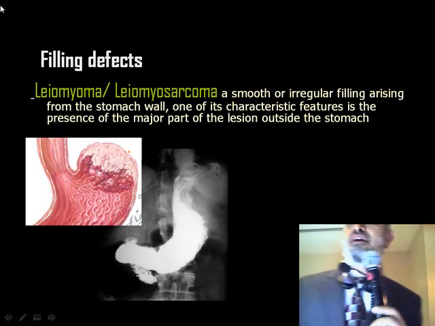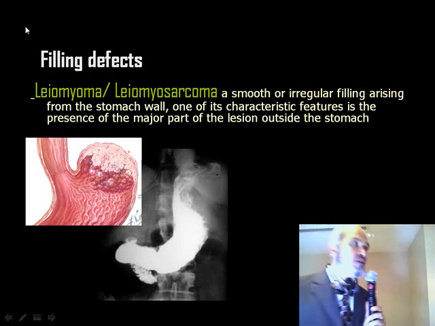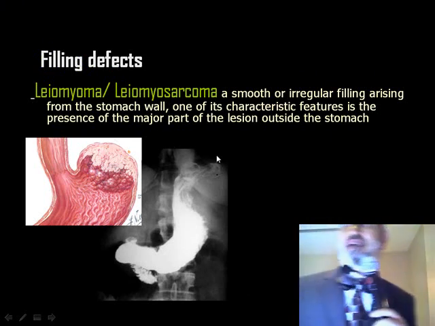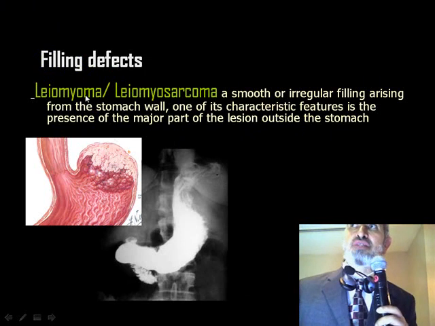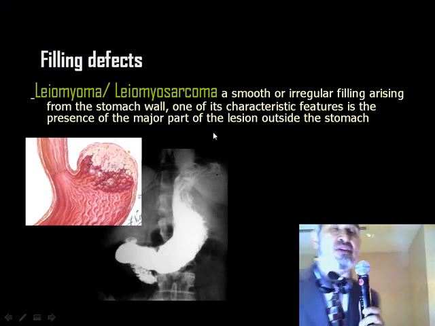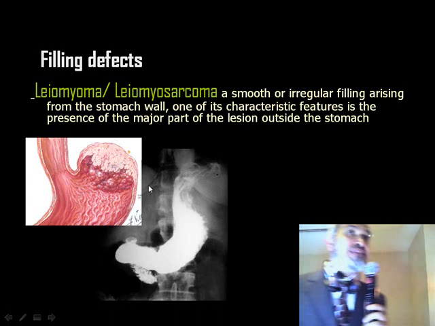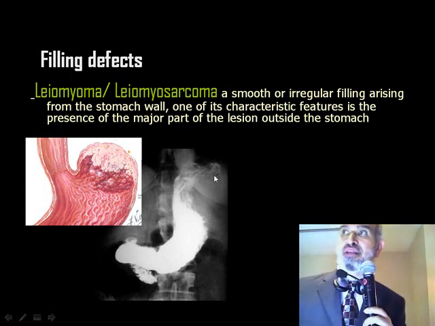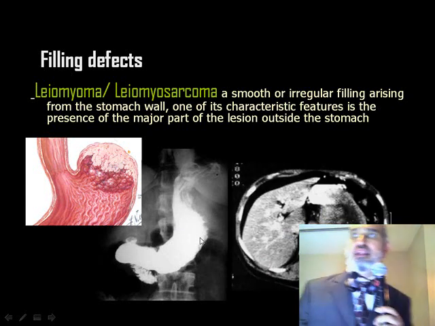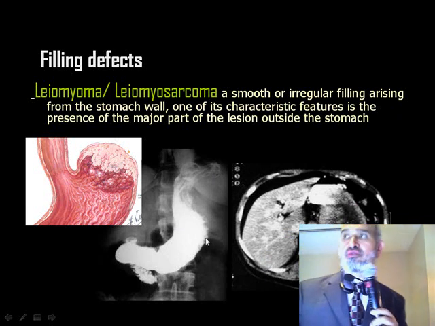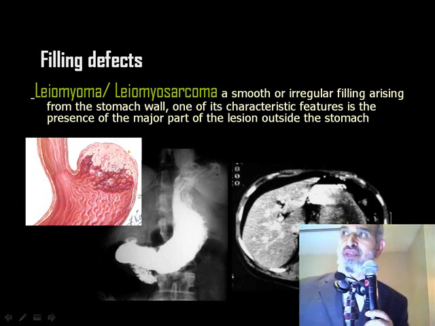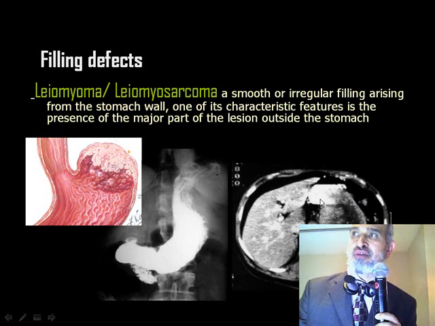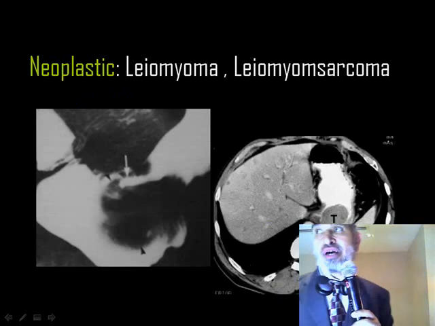Okay, then the filling defects of the stomach may be benign or malignant, as I have said, and usually the malignant lesions, particularly the leiomyosarcoma, tend to grow outside the stomach, not inside the gastric lumen. Like this example, you see some irregularity of the wall of the stomach, and you get an impression of a big mass here. And if you would like to see this mass, you just look at the CT scan. Then you can see this is the liver, this is the spleen, and this is the stomach filled with contrast material, and this is the whole tumor which lies outside the stomach.